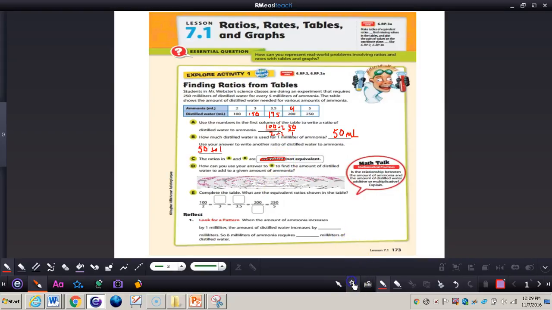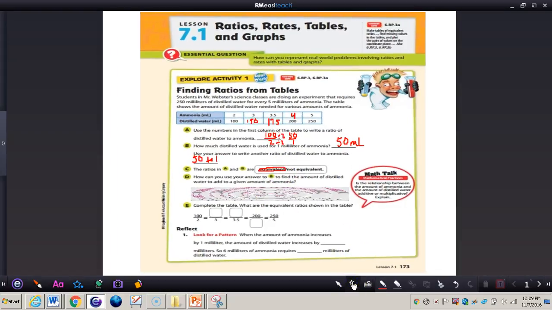Now let's take a look at letter D. It says, how can you use your answers to B to find the amount of distilled water to add to a given amount of ammonia? And what we can see here is we can multiply the amount of ammonia by 50 to 1, or by 50, would be a way to find the amount of distilled water to add to a given amount of ammonia.